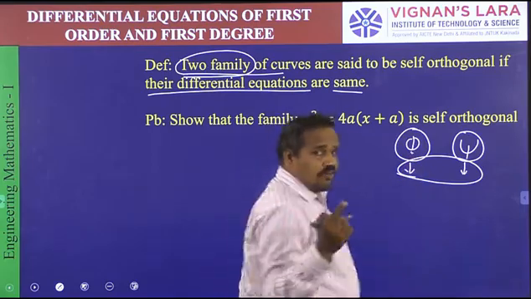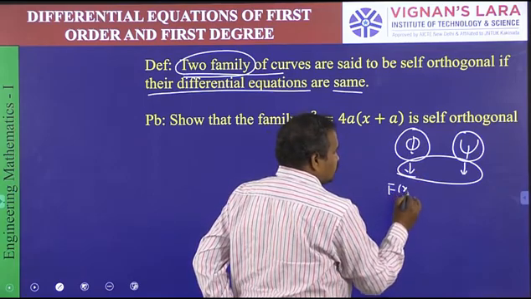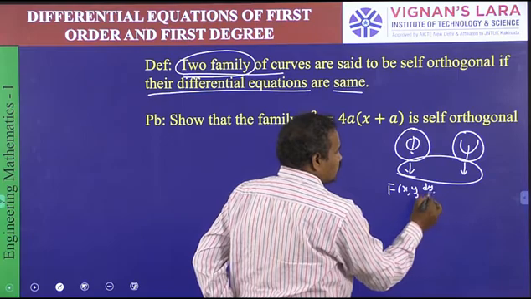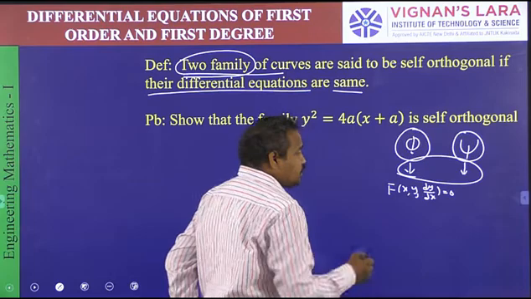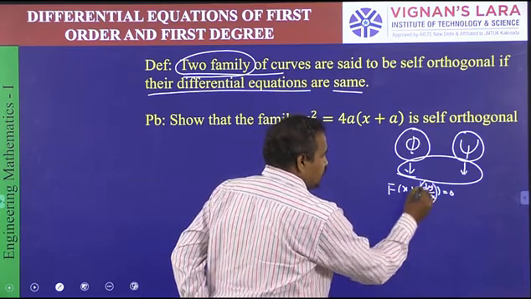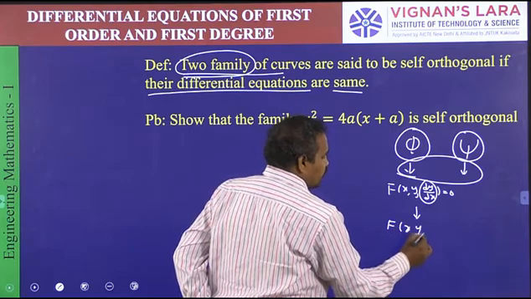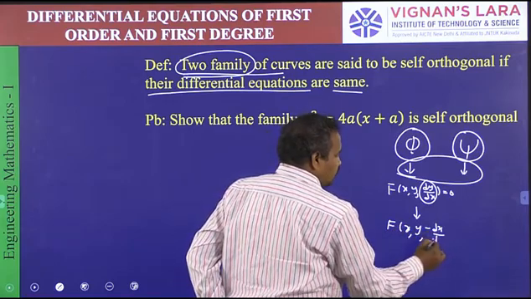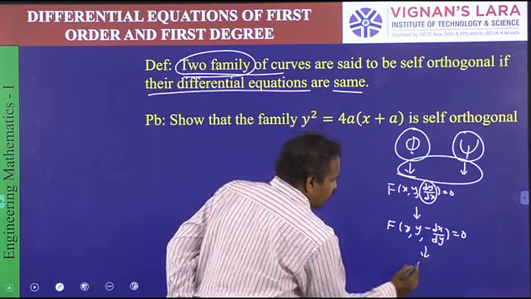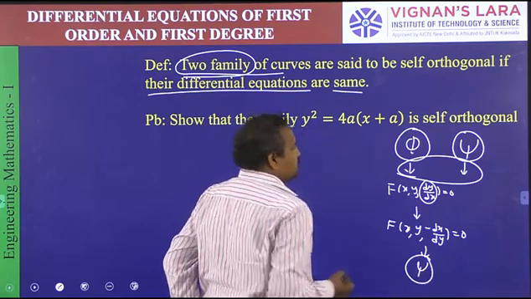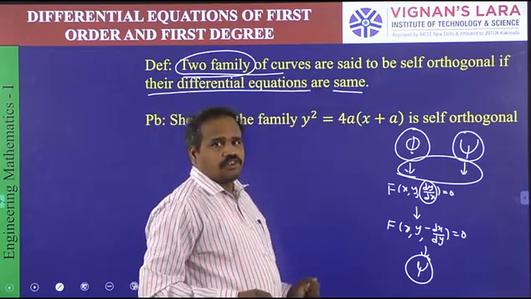Given a family, how do we calculate orthogonal trajectories? First we frame the differential equation, which is of the form f of x, y, dy by dx equal to 0. Next we replace dy by dx with minus dx by dy. So this one is f of x, y, minus dx by dy equal to 0. Next we solve this one and we get a family psi.